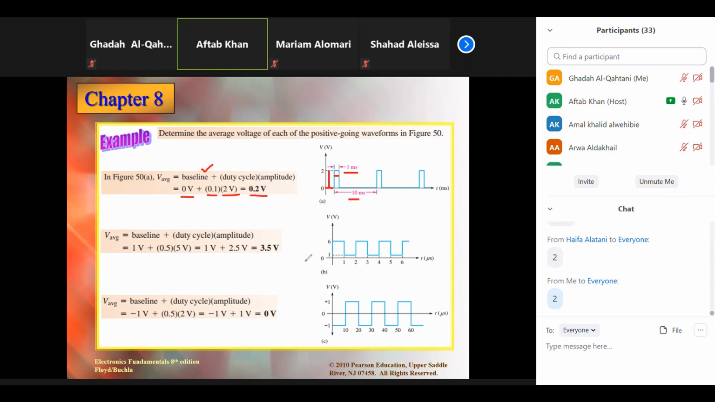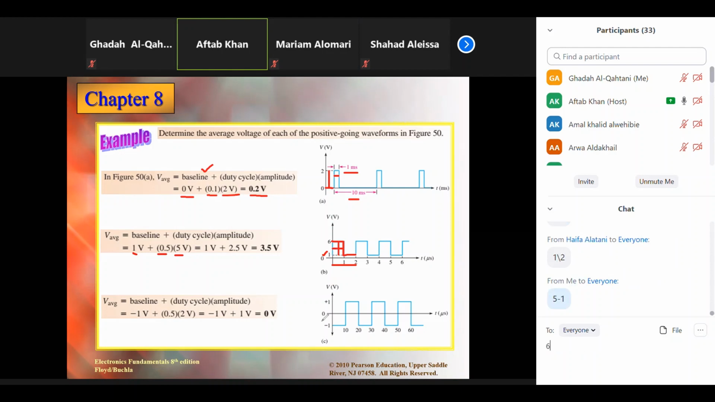Now, the second waveform. Here you can see the baseline is above the 0, so the baseline is 1. Put the duty cycle as 0.5. How will you check the duty cycle, girls? Duty cycle is the on time, this time, which is given as 1, divided by the time period from here to here, because one cycle completes here and then repeats. So 1/2 means 0.5. Multiply by 5. 5 is the amplitude, from here to here: 6 minus 1 gives you 5.